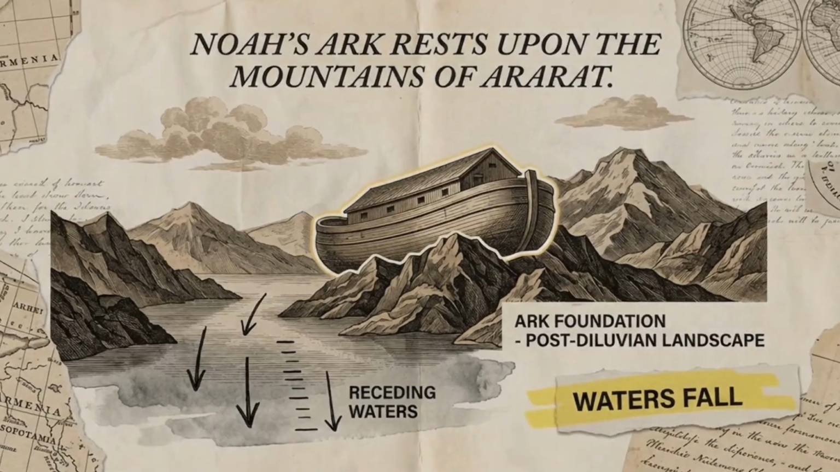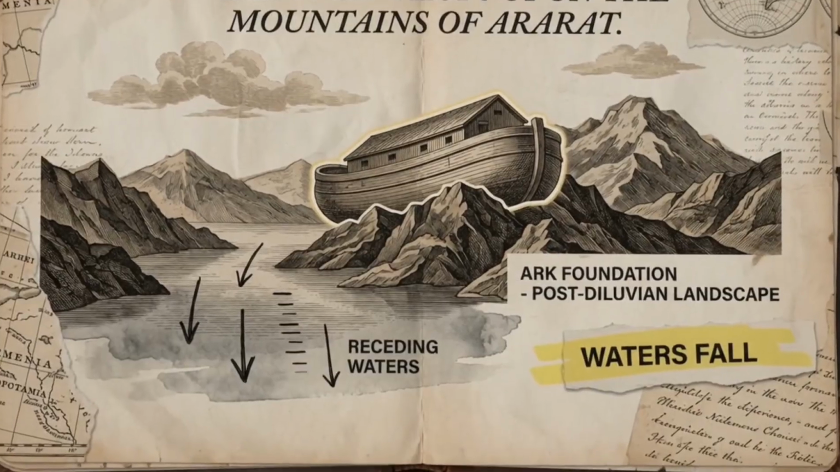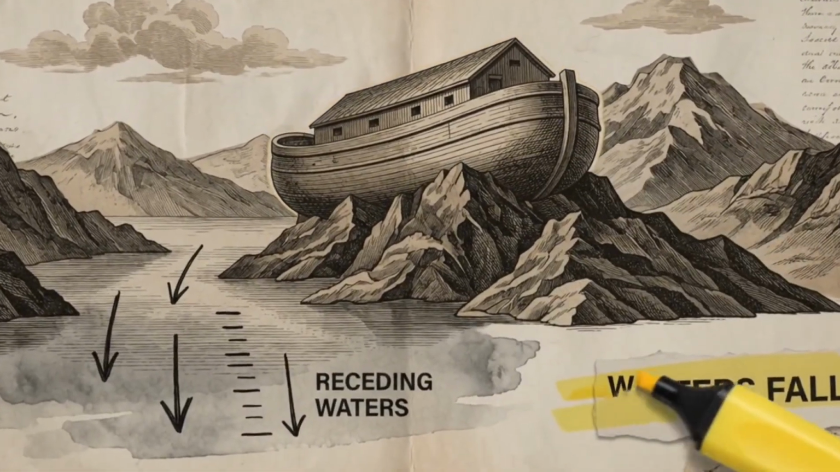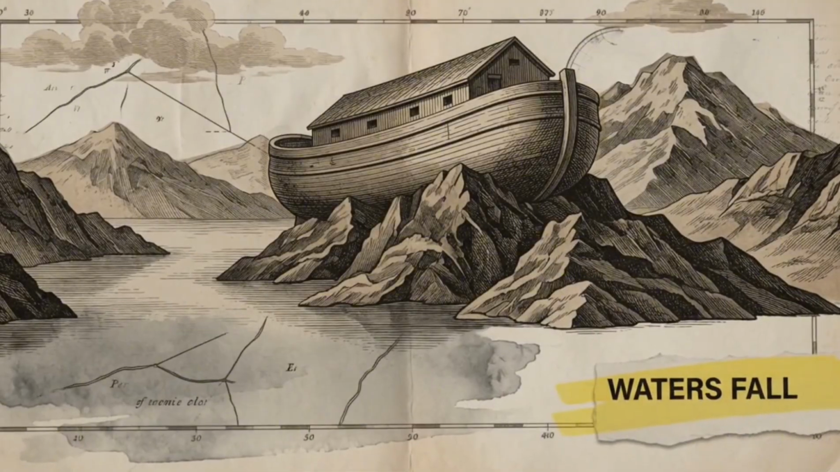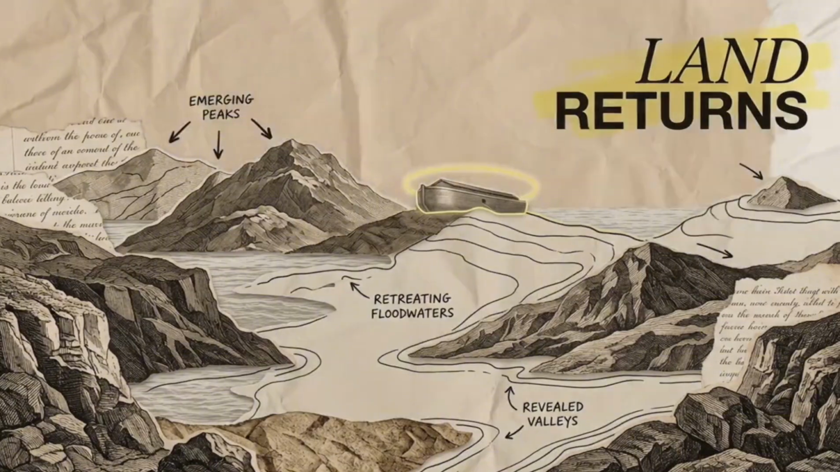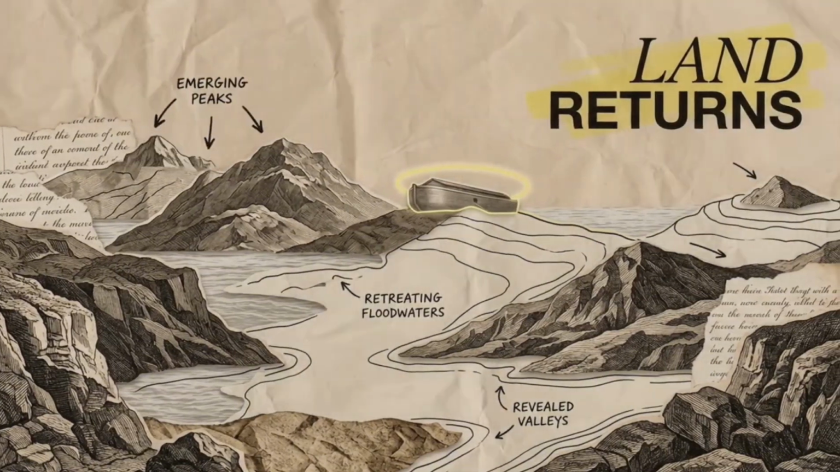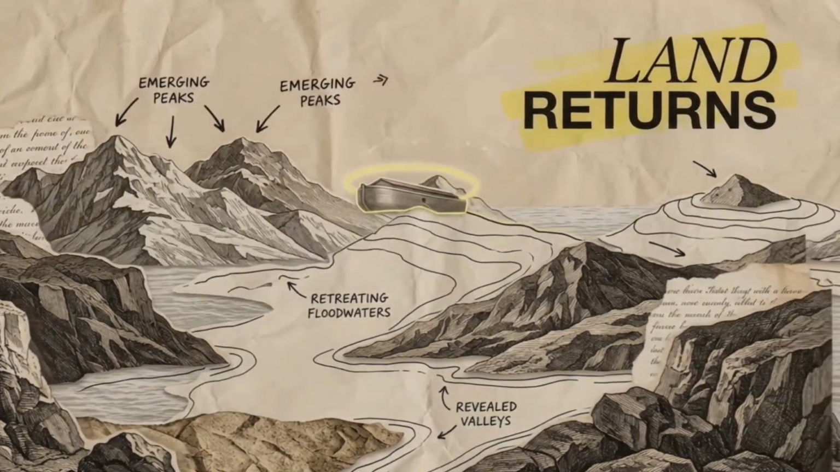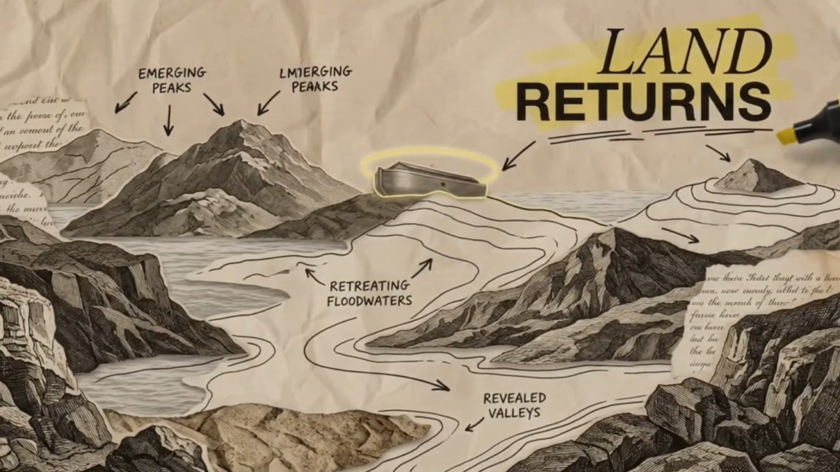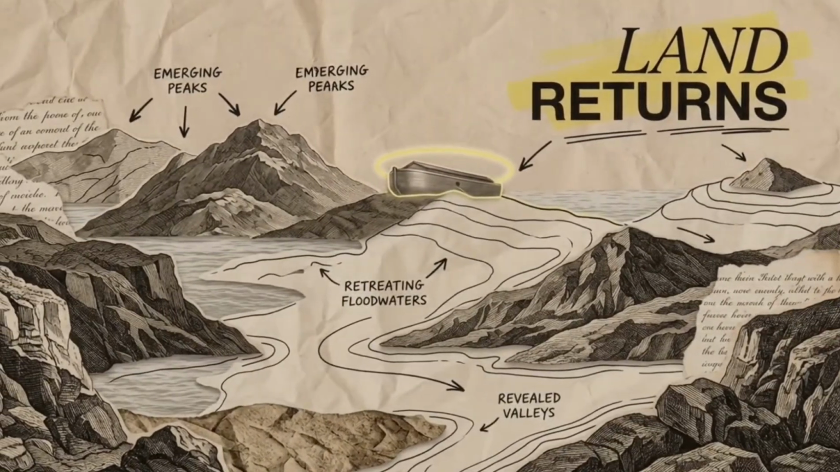But the rain eventually stopped. The waters remained high much longer, then slowly began to recede, and the ark came to rest among the mountains of Ararat. Day by day, the water dropped. Mountain peaks appeared again, then more dry ground emerged. After the overwhelming flood, the world beneath the ark was finally returning.